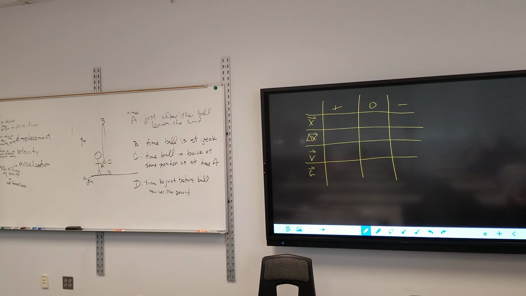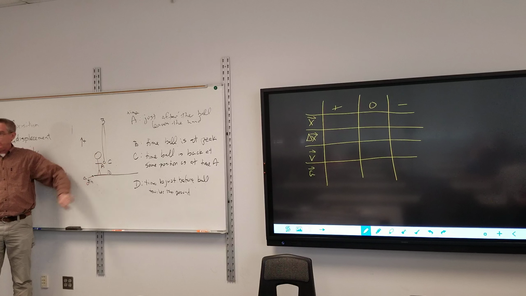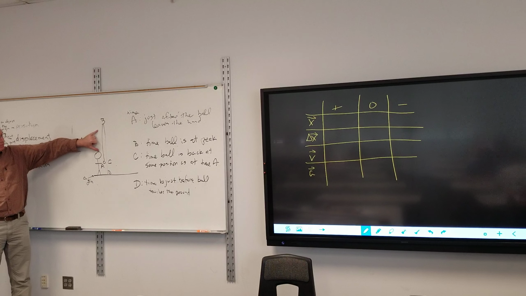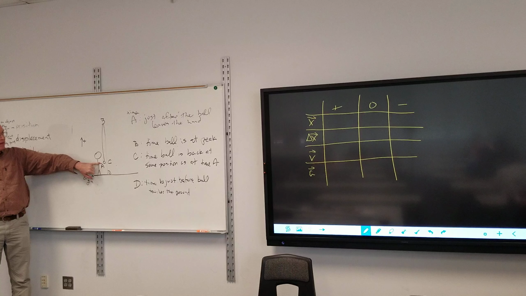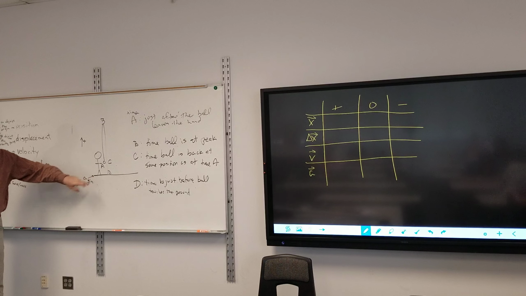So you have the 4 exact times, and whether you have their position, displacement, velocity, and acceleration positive, negative, or zero. So at time A, which of these are positive, which are negative, which are zero? Between A and B, which are positive, which are negative? And yes, the ground is the origin.